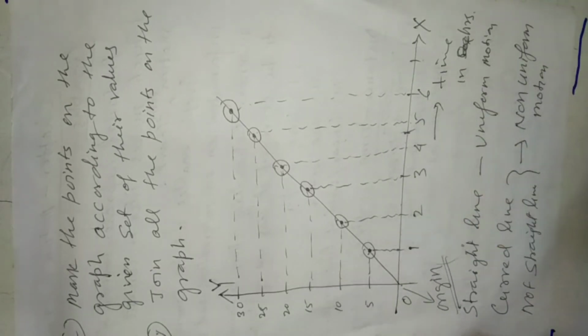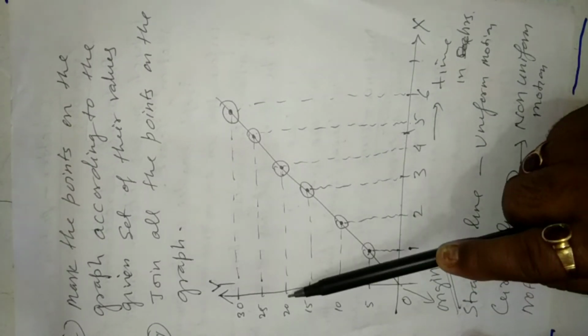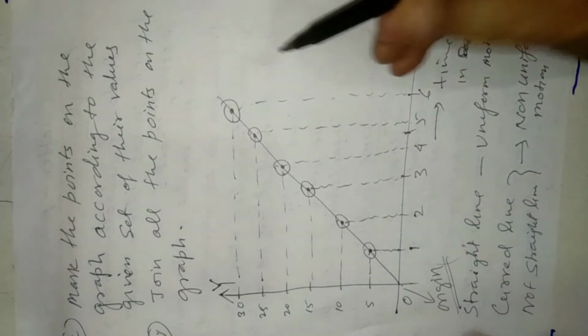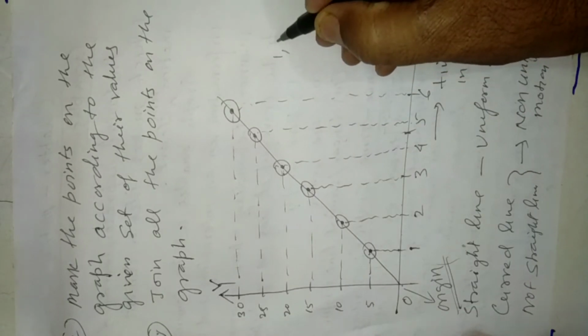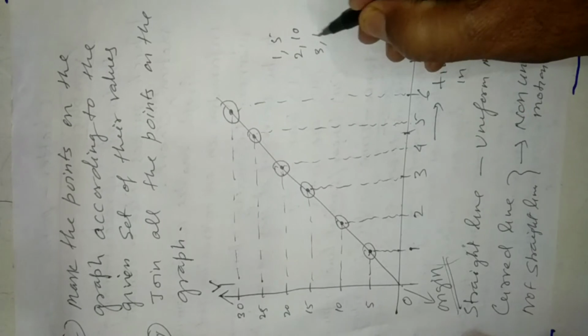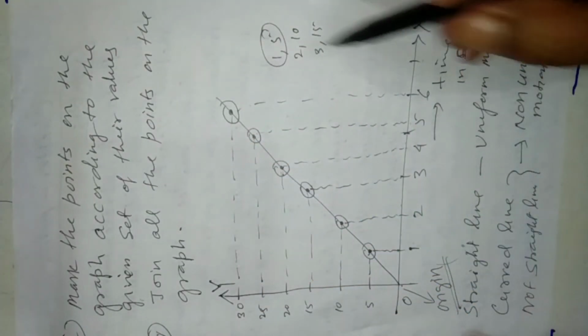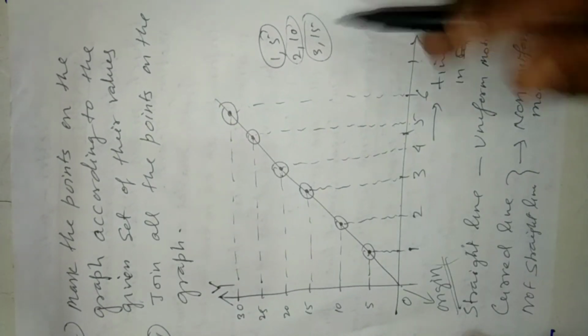Here the distance is taken in kilometer. In the second hour it will cover 10 kilometer, 5 kilometer more, and in the third hour it will cover 15 kilometer from the initial point. In the fourth hour it will cover 20 kilometer from the initial point. Likewise, we have given sets of 1 hour time and then 5 distance, 2, 10, 3, 15. These are the sets. I have written here the given sets of their values.